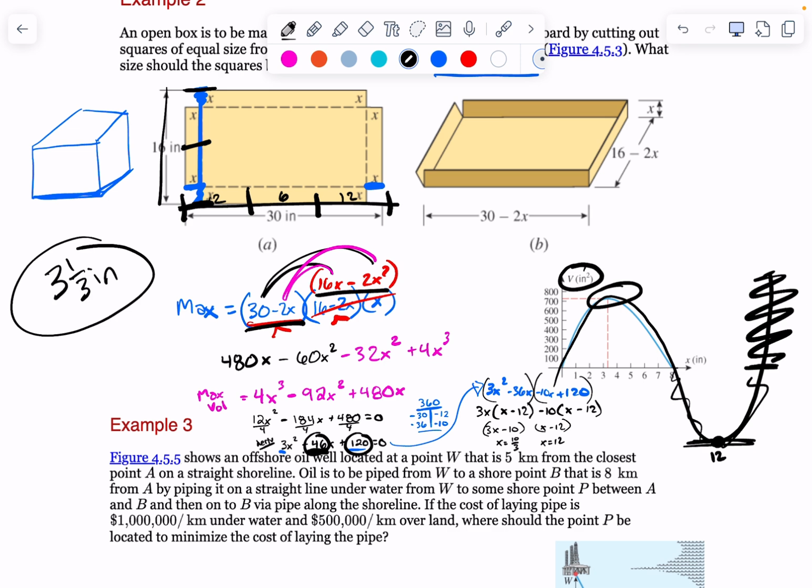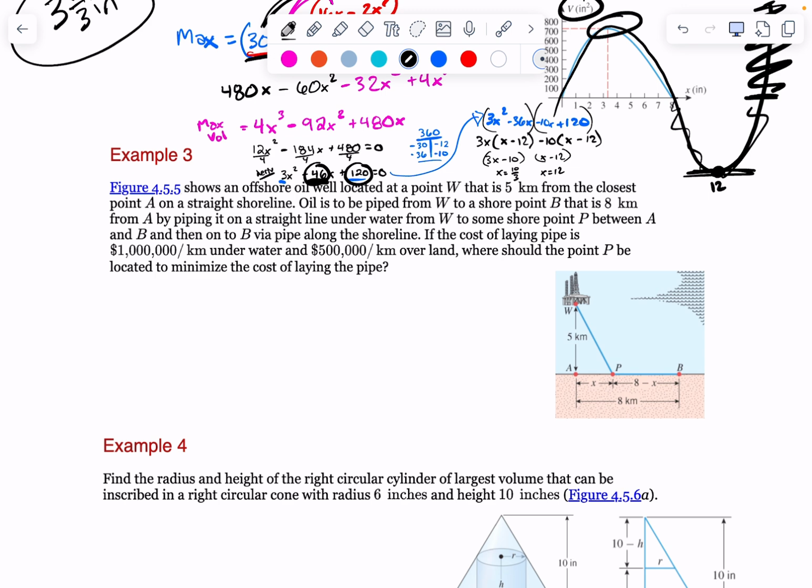Beautiful. Does that make sense though, why 12 doesn't work? He would go down and give a negative volume. Got it? Okay. Wonderful? Good? Alright, should we do one more and then we'll stop?